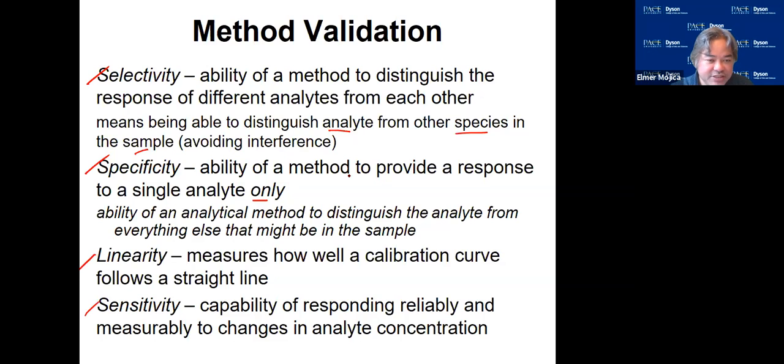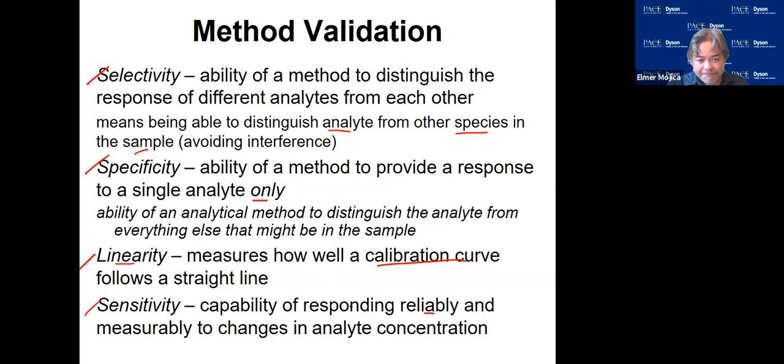Linearity and sensitivity. When we say linear, as the concentration of the analyte increases, the signal also increases, to the point that you can make a calibration curve. Sensitivity is similar to linearity, but it has something to do with the lower level. It is the capability of responding reliably and measurably to changes in analyte concentration.